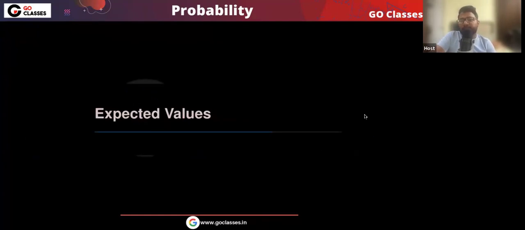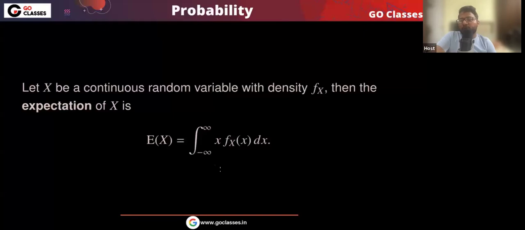Now let's see the expected values, which means how to find the expectation. I mean, you already know this, but in the case of continuous, let's do a little more practice. So how do we find the expectation in the case of continuous also? From minus infinity to infinity, we want to find the expectation.